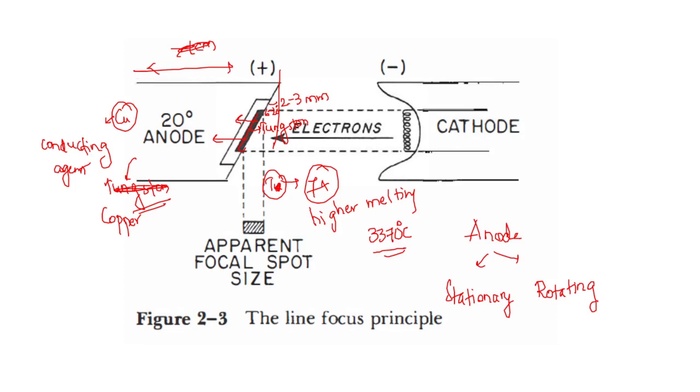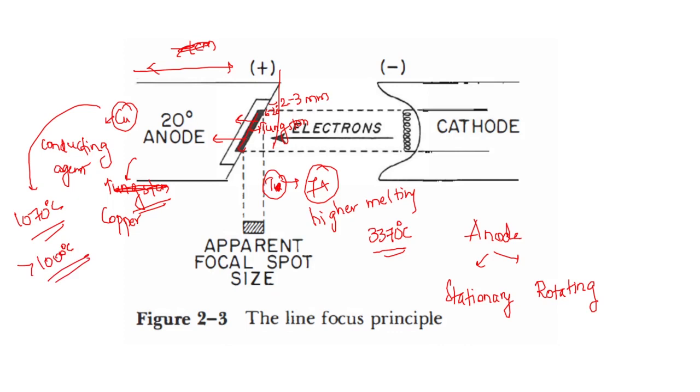So the actual size of the tungsten target is larger than the area bombarded by the electrons. That is because if you see the copper, this copper melting point is around 1070 degrees Celsius. So if the copper is heated to more than 1000 degrees Celsius, it will melt.